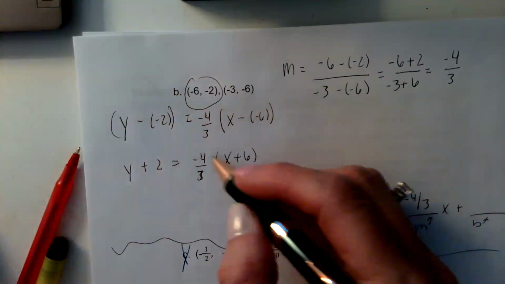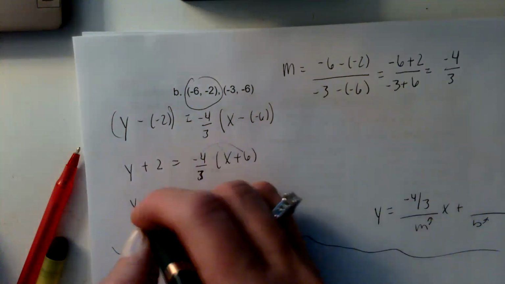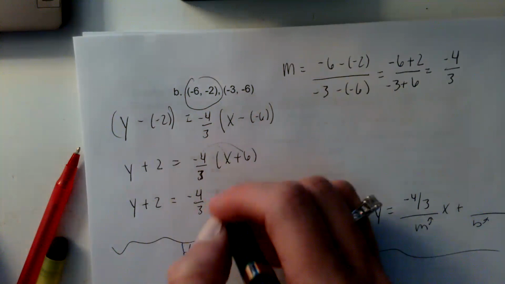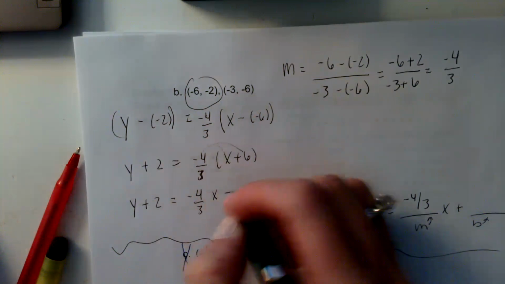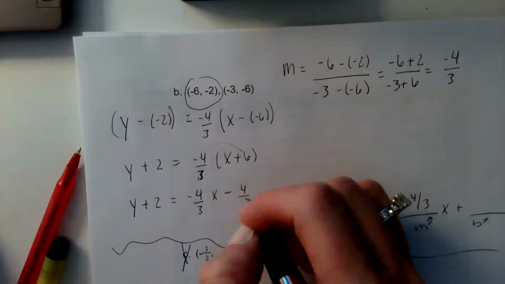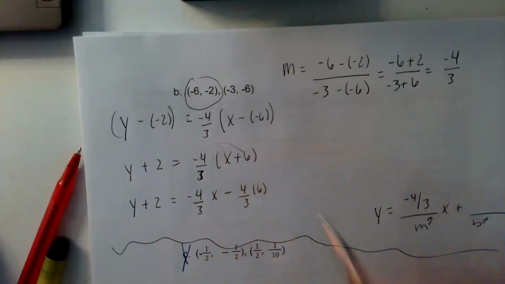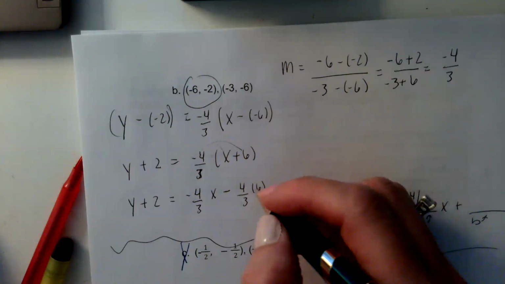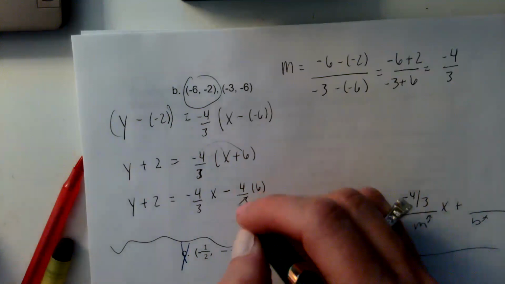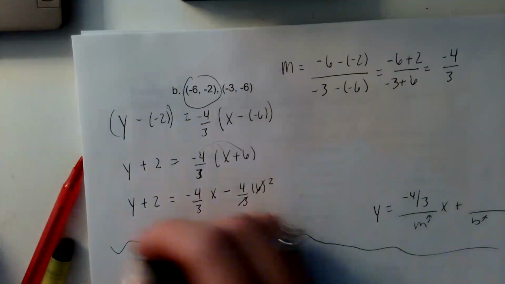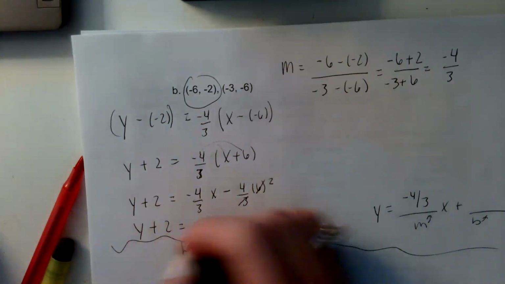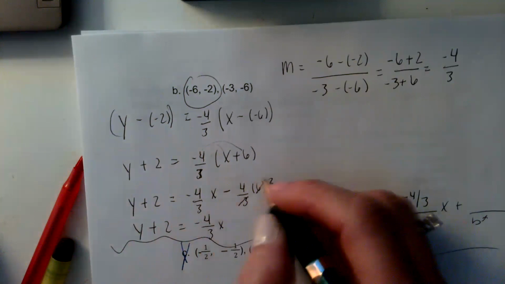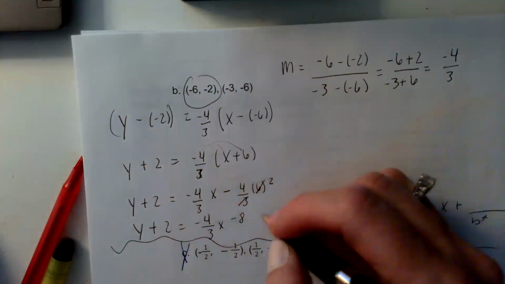And then I have to distribute through. So y plus 2 equals -4/3 x minus 4/3 times 6. So 3 goes into 6 twice. So we have y plus 2 equals -4/3 x minus 8.